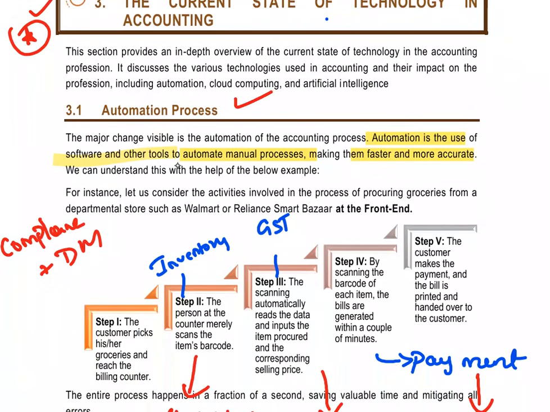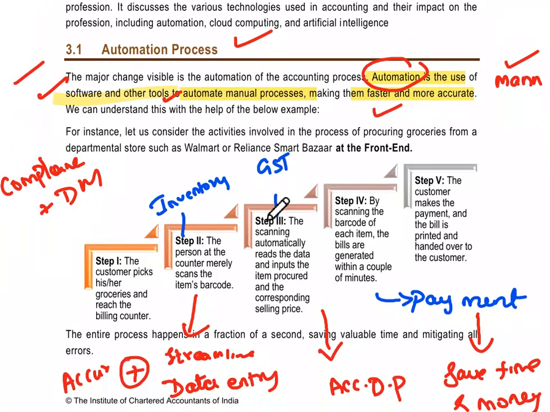Automation process. What is an automation process? This is the use of software and other tools to automate the manual process. So the processes that were done manually, we are now converting, we are automating. Why are we doing this? To make it faster and more accurate. This is the basic line you are going to write in your exam if they ask about the automation process.